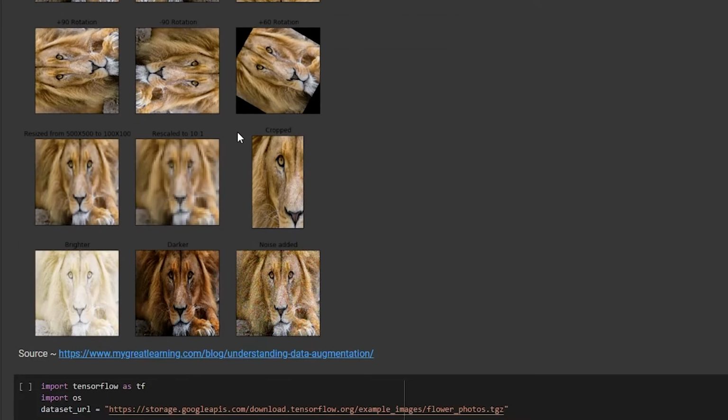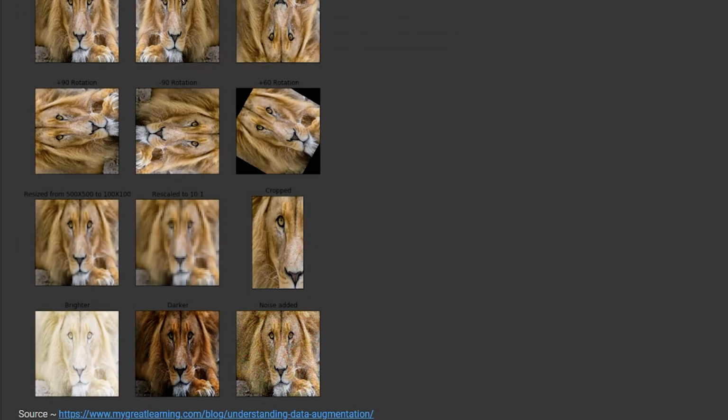So data augmentation has many types. This is the original image. You can horizontally flip it, vertically flip it. 90-degree rotation is there, -90. You can try to rotate it in some other degrees. Then you can resize it, rescale it, crop it, brighten it, darken it, add noise. Many of these things can be handled using the image data generator. So data augmentation is very important.